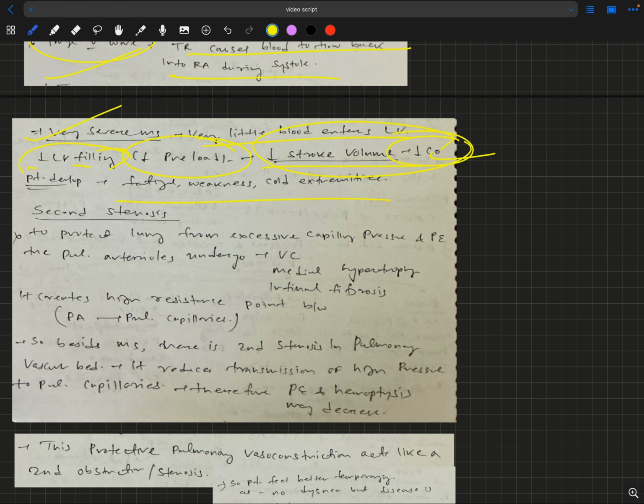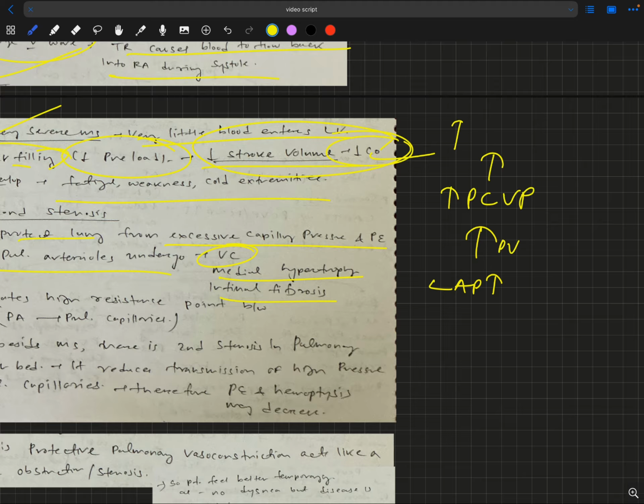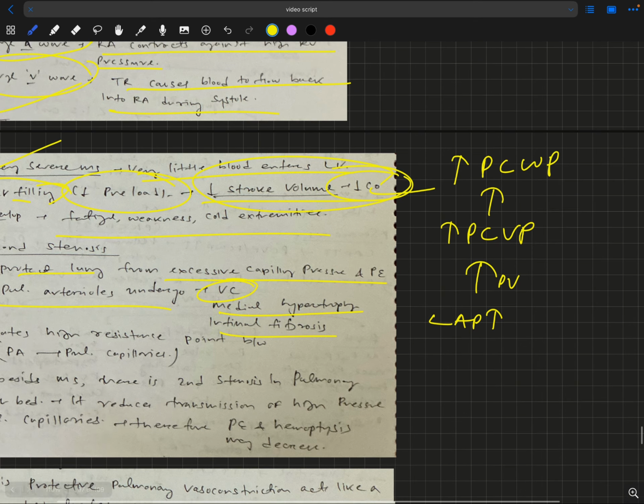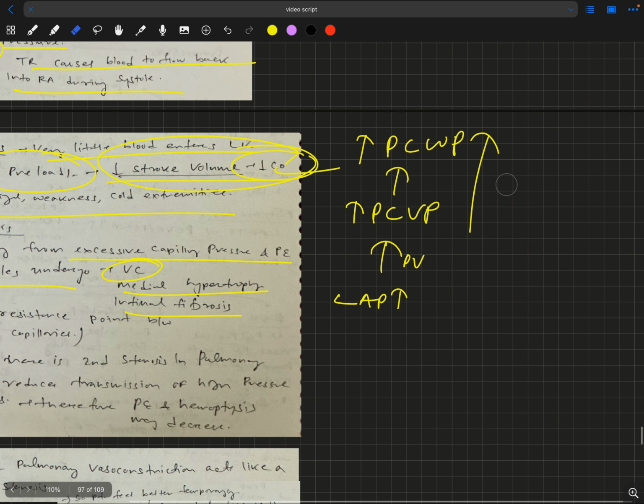So we have a theory that is called the theory of second stenosis. To protect the lung from excessive capillary pressure and pulmonary edema, the pulmonary arterioles undergo vasoconstriction, medial hypertrophy, and intimal fibrosis. So we see in case of mitral stenosis there is increase in LAP that is transmitted into the lungs by the pulmonary veins, and there will be rise in pulmonary capillary venous pressure and increased blood flow to the lungs, so it predisposes to pulmonary edema.